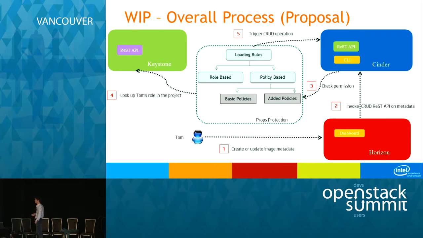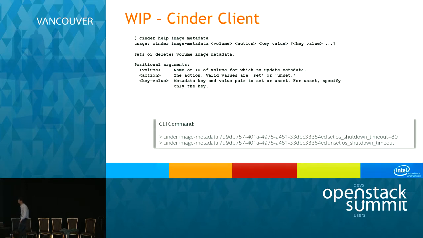It will look for the user's role from Keystone to find whether the user has the access right to these properties. Of course, you can do that in Horizon, but you can also use the Cinder client. We provide some commands to do that, just like the commands used to modify volume metadata. The first command can be used to update or create the image properties or image metadata, and the second command can be used to delete the properties.